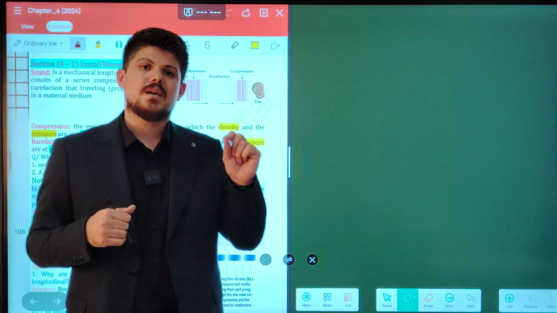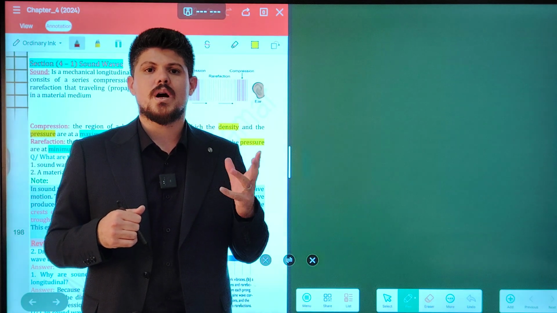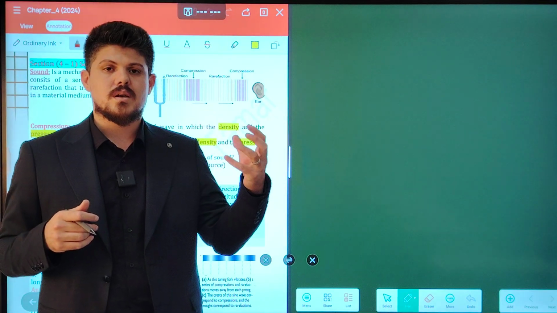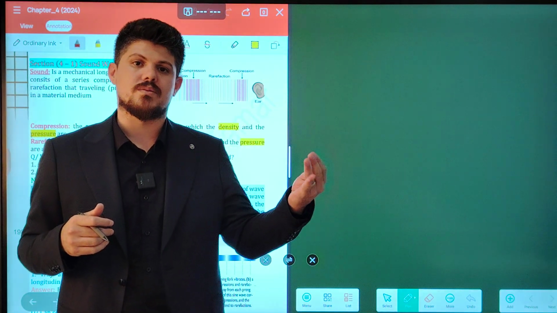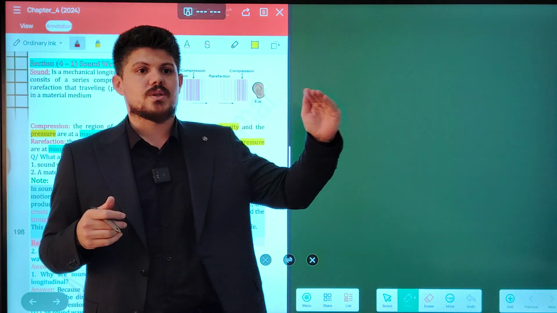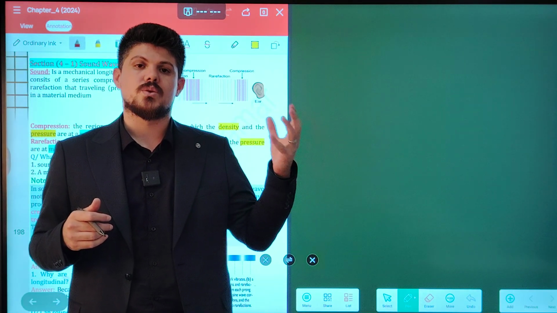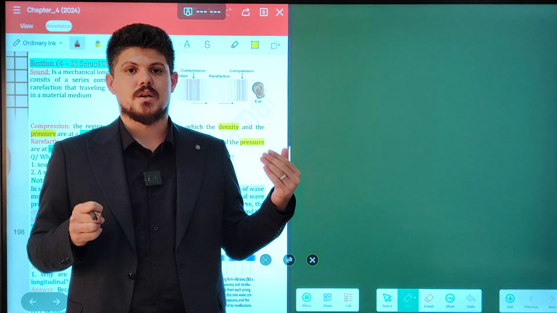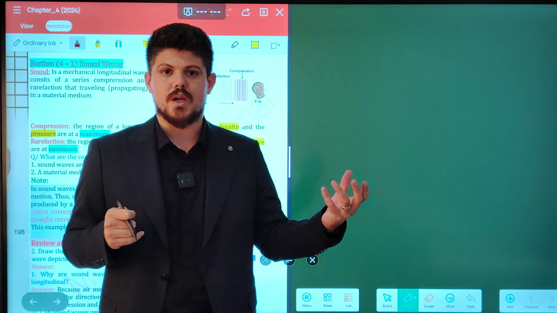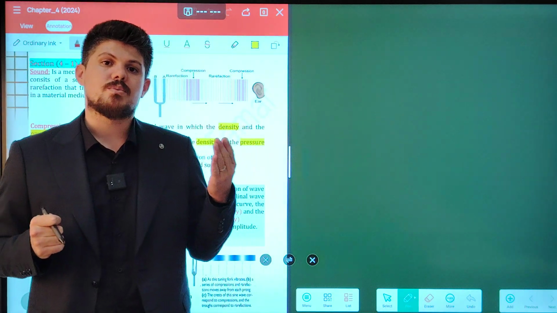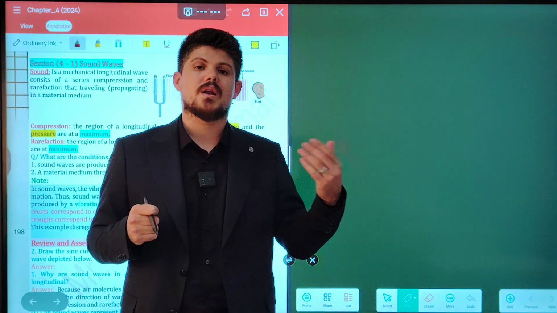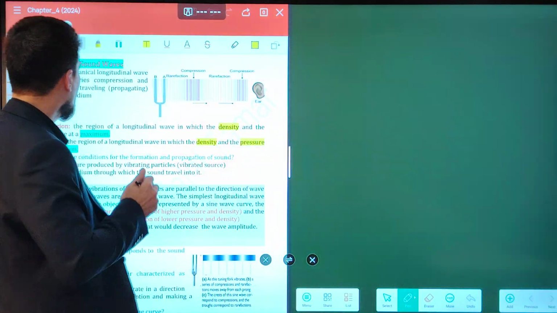Sound wave is an example of mechanical wave. Why? Because the sound wave is made of vibrating particles, parallel to the direction of the wave, as we studied in chapter 3. So the sound can transfer energy through the vibrating of particles. The type of mechanical wave that sound is, is a longitudinal wave. Why? Because the vibration of particles in a sound wave is parallel to the direction of the wave.